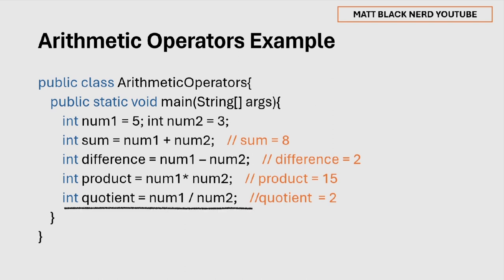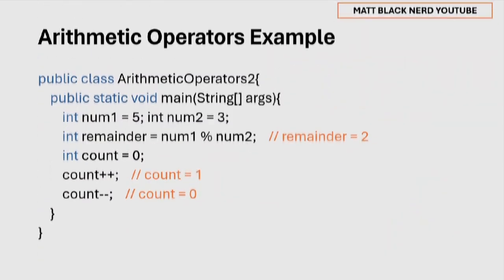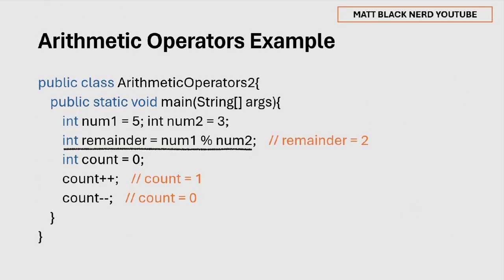15. In this statement, the num1 value is divided by the num2 variable value to get a quotient. Since we are using the int data type, only the whole number part of the division is returned and the decimal part is ignored. In this statement, the expression num1 modulus num2 returns the remainder of division, which is in this case 2. In this statement, the count variable of type int is initialized to 0. The statement count plus plus increments the value of the count variable by 1. The statement count minus minus decrements the value of the variable by 1.